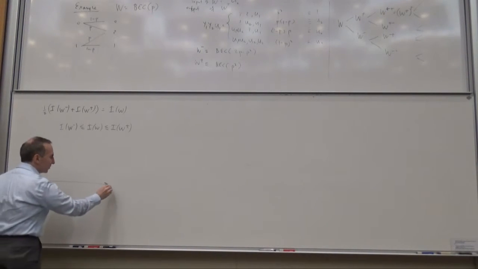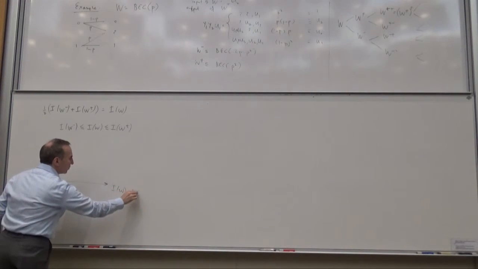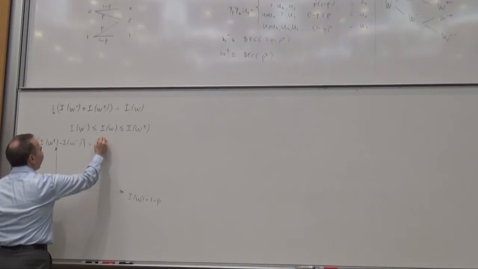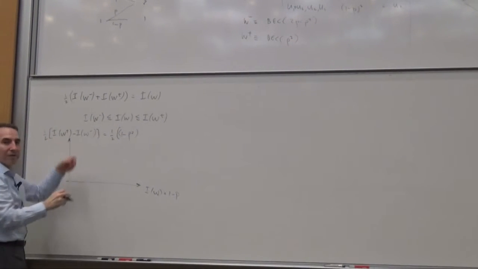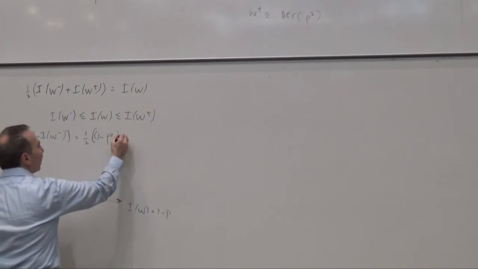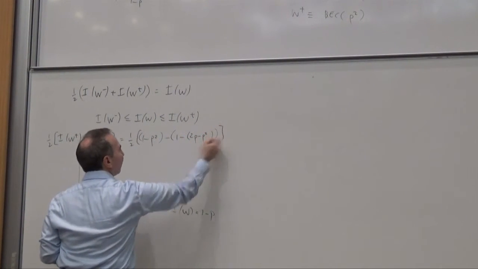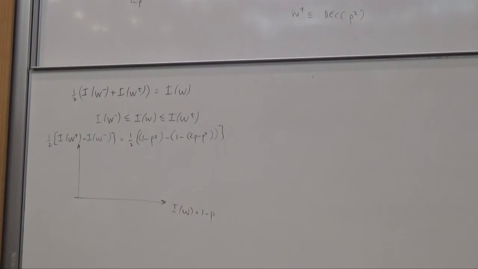For the erasure case, what we have is this. We have IW, which is 1 minus p for the erasure channel. And here let me plot the IW plus minus IW minus. Let me also divide this thing by 2. Since I have the sum divided by 2, let me also plot the difference divided by 2 also. So for the erasure channel, this is (1 minus p) squared is the IW plus, and then 1 minus 2p squared is the minus.